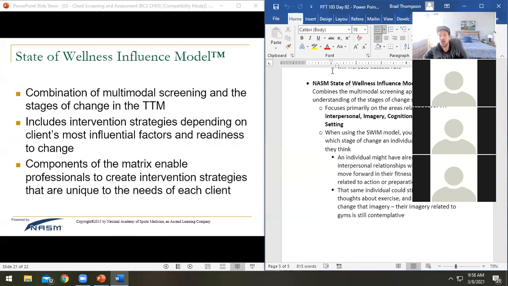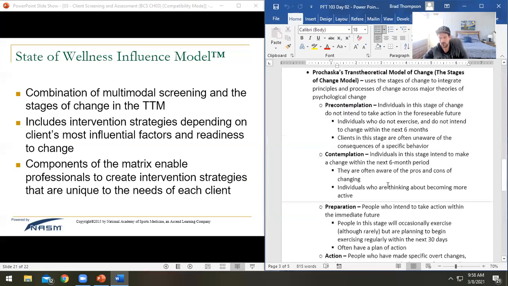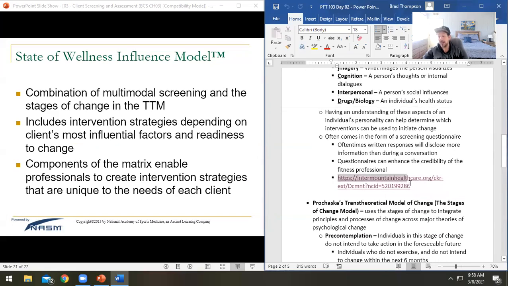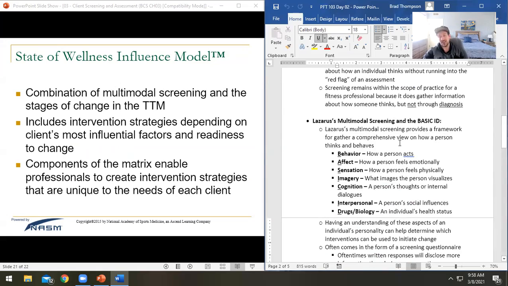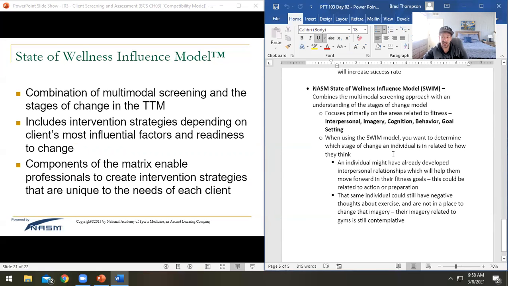So okay, remember we saw how big that multimodal screening questionnaire was? I mean, it was massive. So there's other versions. There's the version that I like. By the way, this is just me personally. This is not a NASM thing. This is just a Brad recommendation. But the actual multimodal screening is pretty huge.